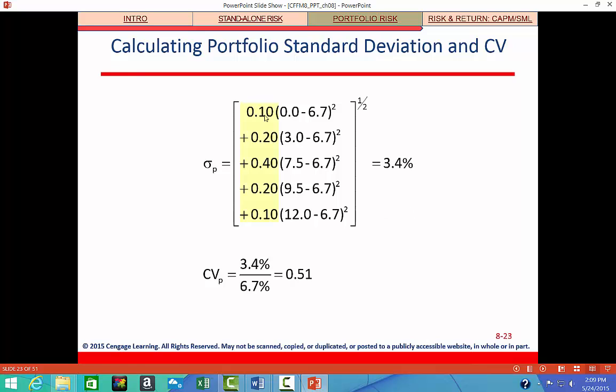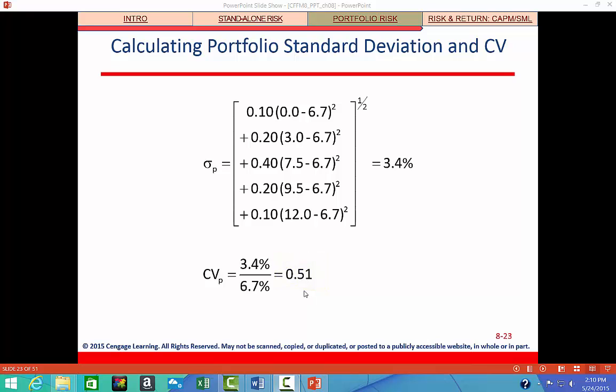So you have all of the probabilities for the different states of the economy. You take the first probability times the return in state 1 minus the expected return squared, plus, and you keep doing this over and over till you get done. We have 5 different numbers that we would add up, take the square root, and we get the standard deviation of that portfolio of high tech and collections is 3.4%, which is a really small standard deviation. And if we wanted to know the coefficient of variation, we would take the standard deviation divided by the expected return, and we would get 0.51.